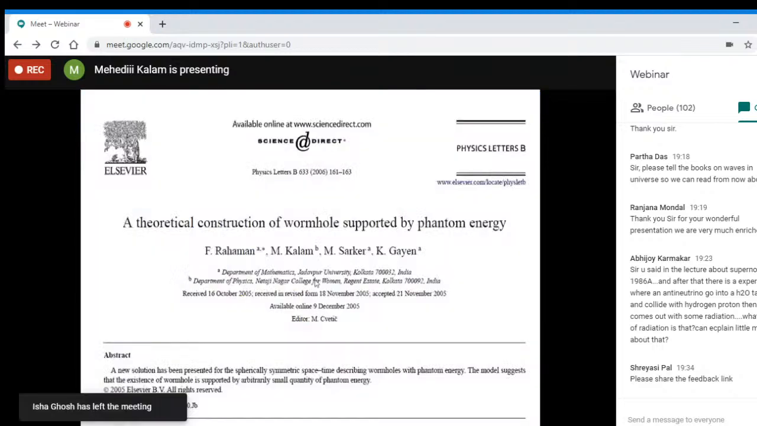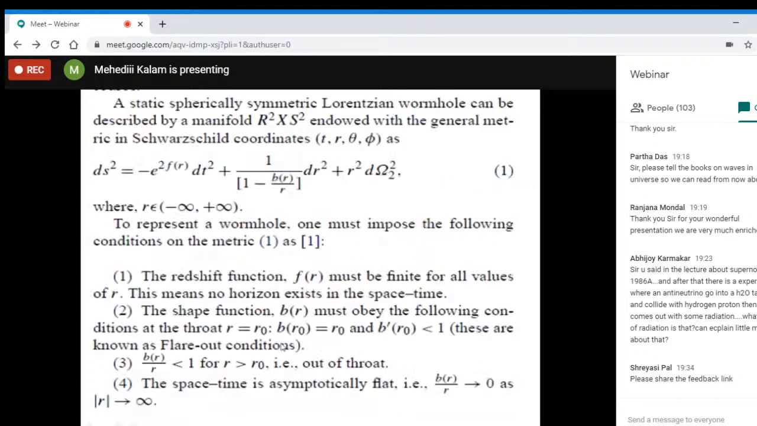We have one model, which I mentioned earlier, a construction of the theoretical wormhole supported by phantom energy. So we take the phantom energy as a source, acting just like an exotic matter. I am going to detail how we can calculate and show that a wormhole can be constructed. For that, we take a static spherically symmetric Lorentzian wormhole, which is given in equation number 1.